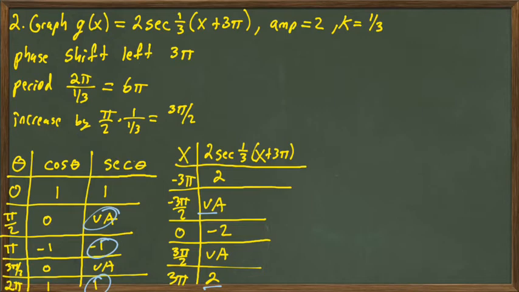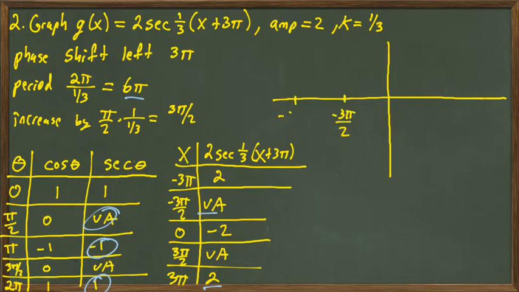So the distance from negative 3 pi to 3 pi is going to be that period of 6 pi. We've got everything we need. So there's negative 3 pi over 2, negative 3 pi, 3 pi over 2, and 3 pi. We need to go up to 2 and down to minus 2. Install our vertical asymptotes.